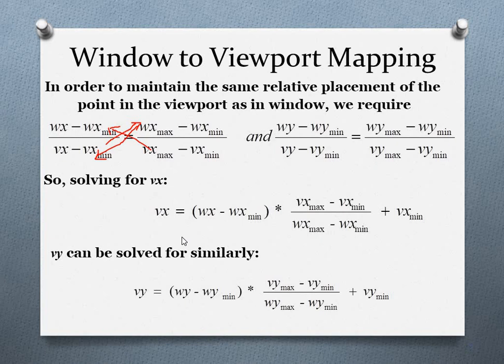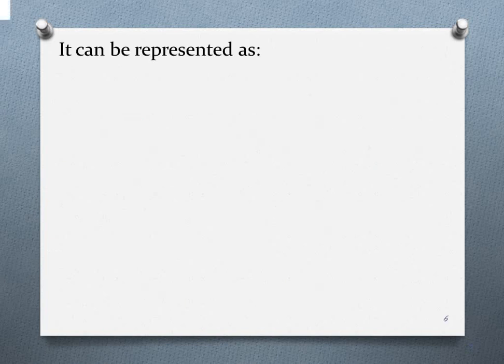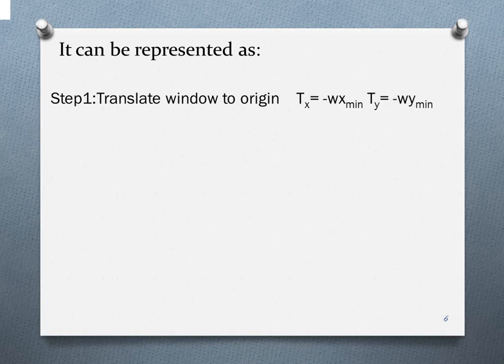So after getting these values, now we will come to the next step. All these things can be represented as steps, or a sequence of steps. Basically, the window to viewport transformation can be represented as a sequence of steps. What are these steps? First of all, we will translate the window to the world coordinate origin.